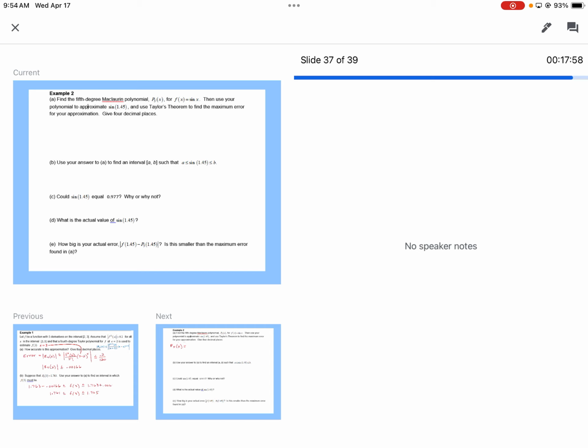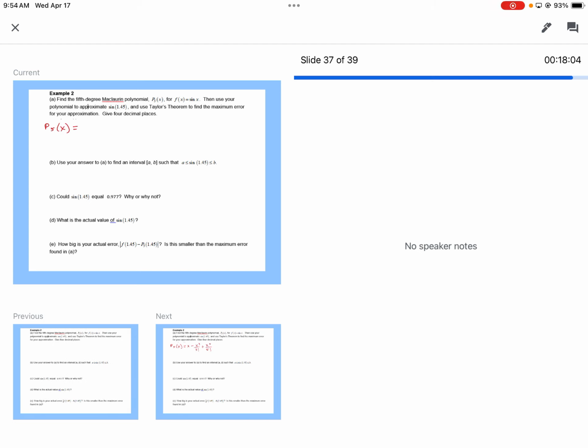All right, so we want the 5th degree. That's not 5 terms, that's the 5th degree, so we go out to the x to the 5th term. So we have those 3 terms. Any issues with that?